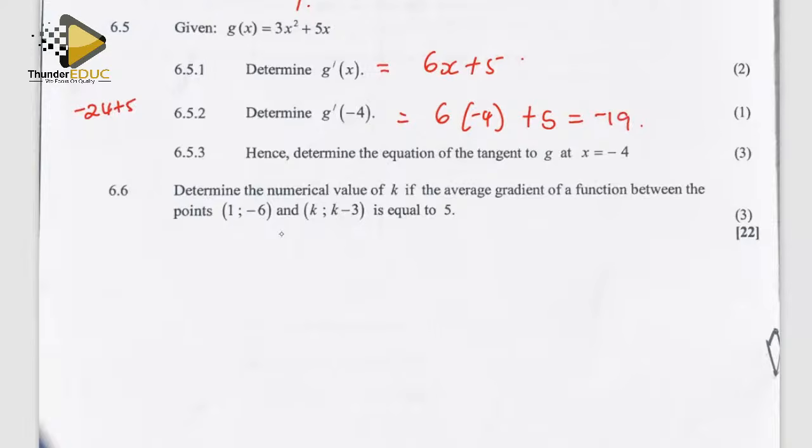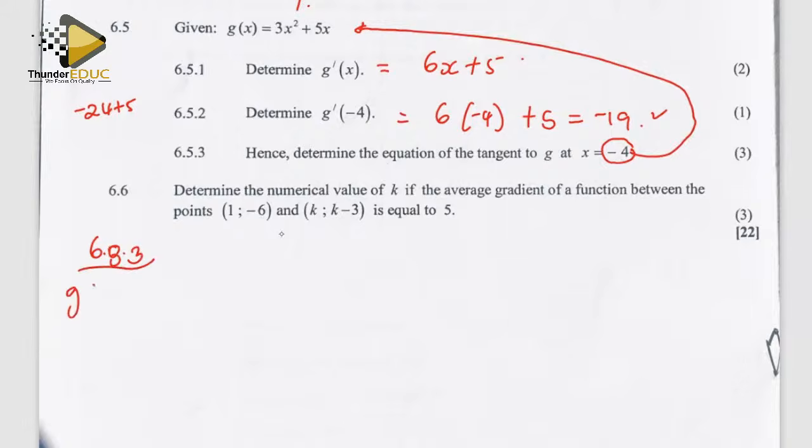Then hence determine the equation of the tangent at x = -4. So the only thing we need is the y value at this point. We already have the gradient. We have the x coordinate. So let's substitute into the original. This is 6.5.3. So we're going to say that g at -4 is 3 times -4 squared plus 5 times -4. When I punch that, I'm getting 28 as my answer, because that's 48 minus 20, which is 28.